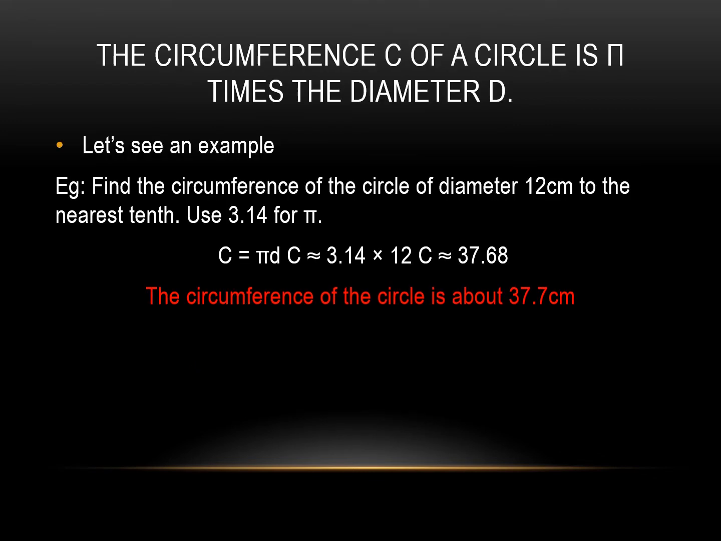The circumference C of a circle is pi times the diameter. Let's see an example. The question is: find the circumference of a circle of diameter 12 centimeter to the nearest tenth, because we know that 3.14 is the value of pi. If we multiply it with 12, we will get 37.68. When we round it off to the nearest tenth, that means to one decimal place, your answer will be 37.7 centimeter.